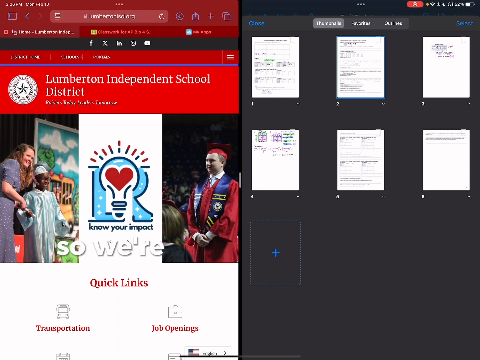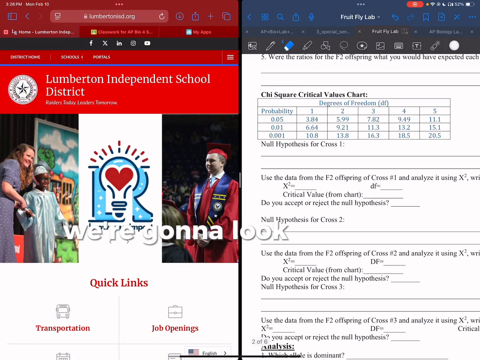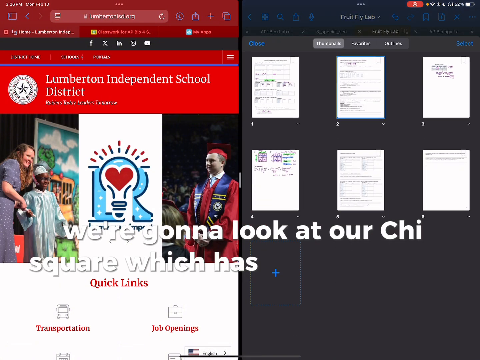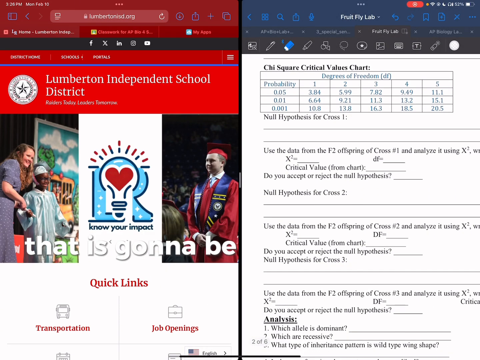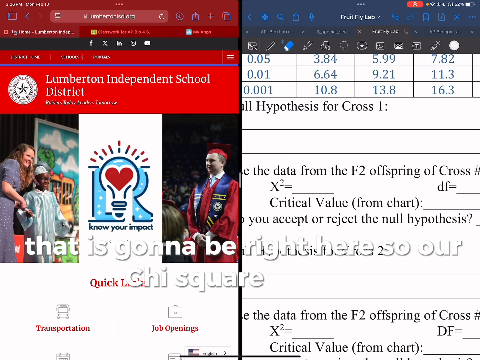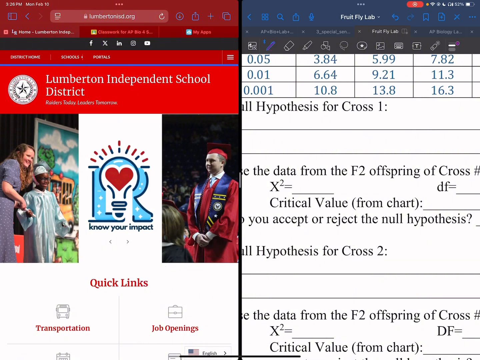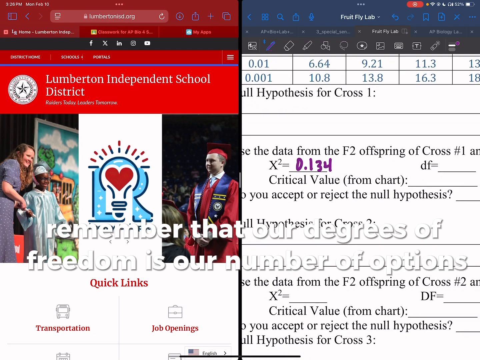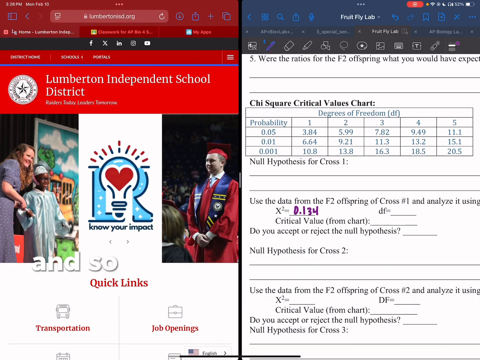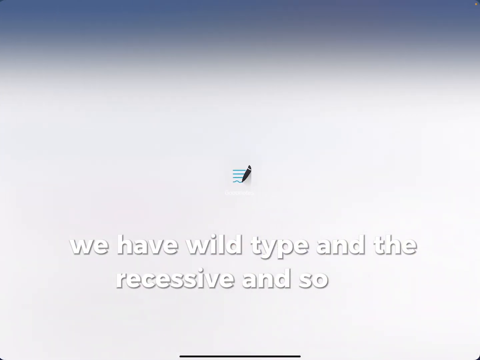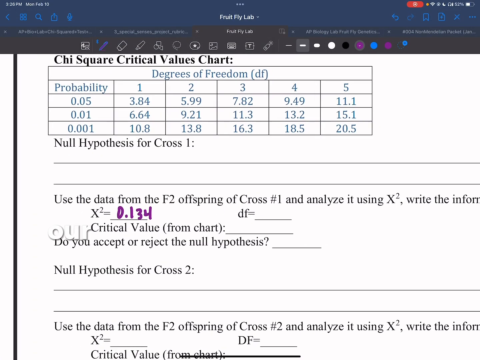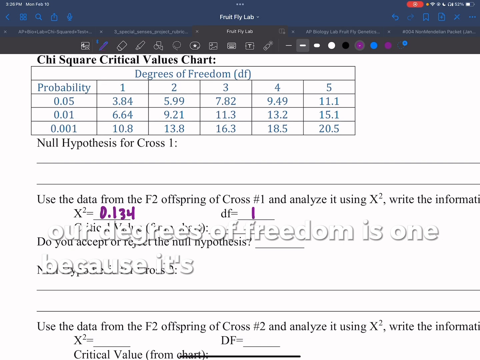We're still on this page, I'm sorry. We're going to look at our chi-square, which I calculated at 0.134. That is going to be right here. Remember that our degrees of freedom is our number of options minus 1. We only have 2 options, wild type and the recessive, so our degrees of freedom is 1 because it's 2 choices minus 1.